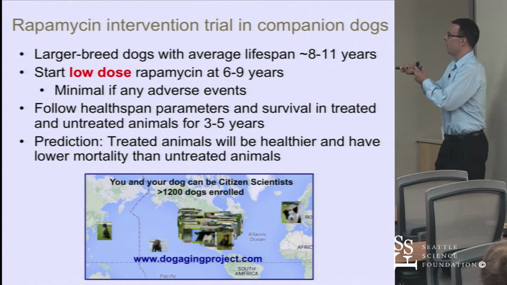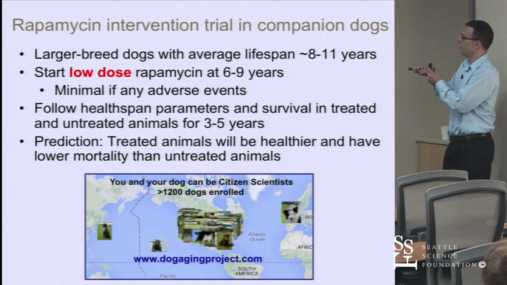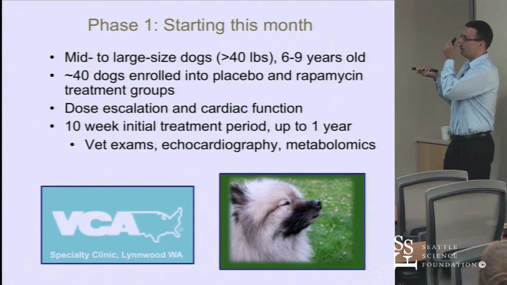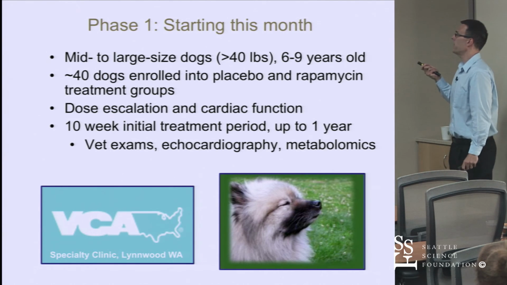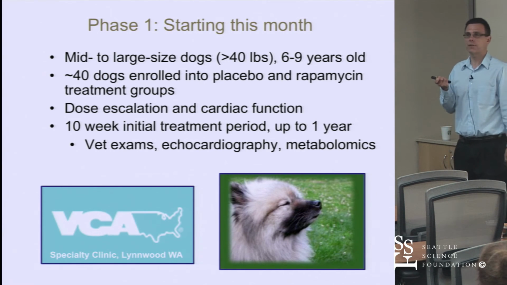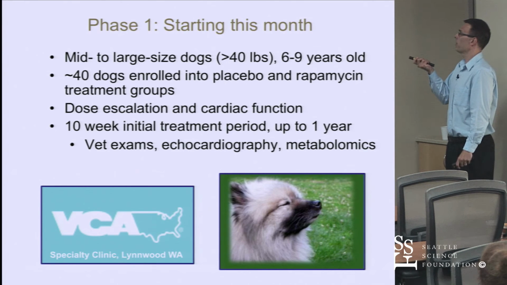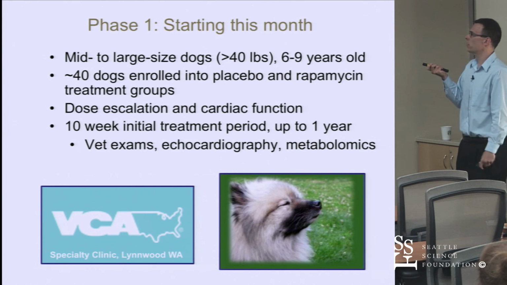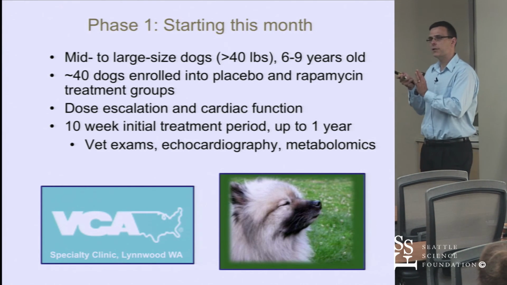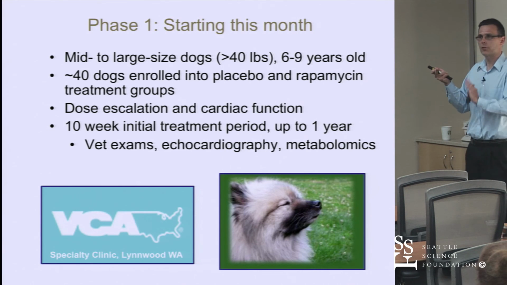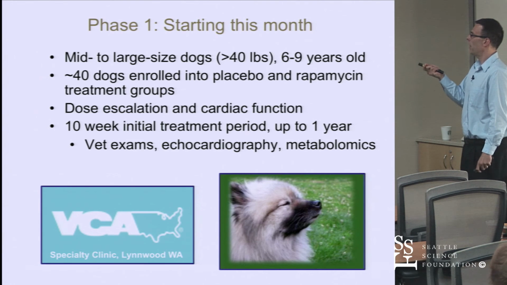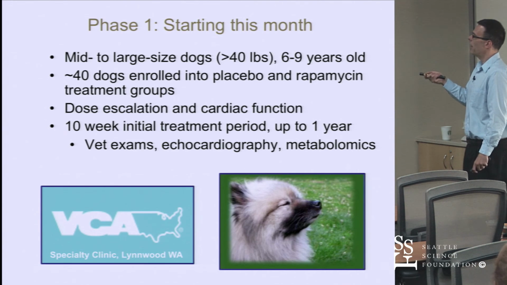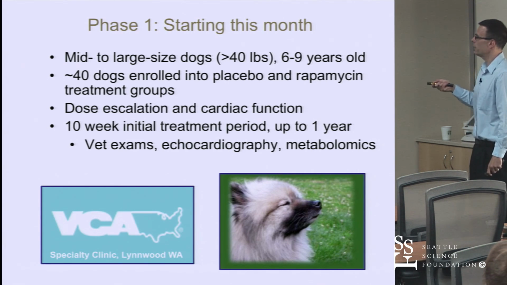We've had more than 1,200 dogs enrolled, most of them in the US, but we do have some international dogs as well. The phase 1 trial is starting in about a week. The first dogs will be coming into the clinic and will be randomized into a placebo or treatment group. It's going to be a small study, about 40 dogs. It's mostly a dosing study, and we're also looking at cardiac function as an endpoint, where we hope to see improvement. This is my other dog. Her name is Chloe. This will be done at a VCA specialty clinic in Linwood.